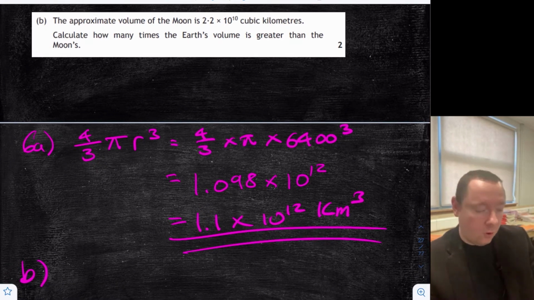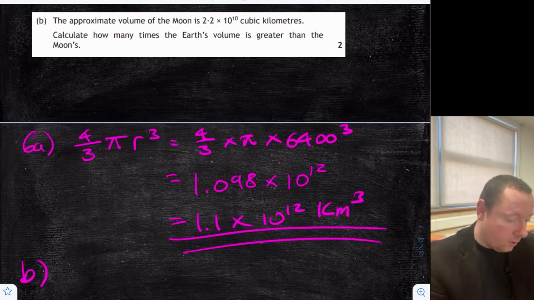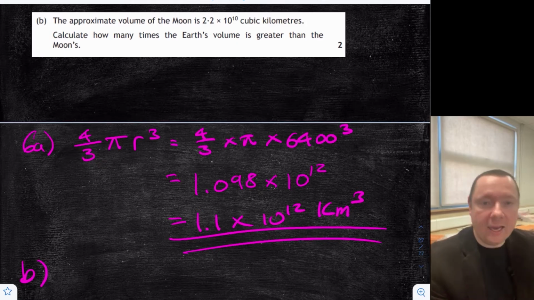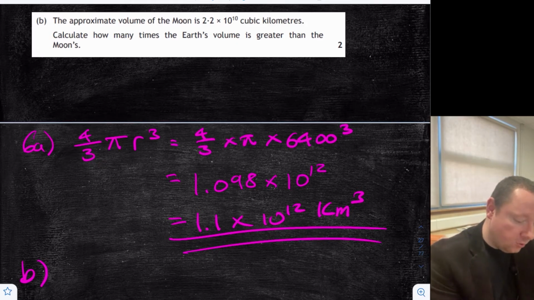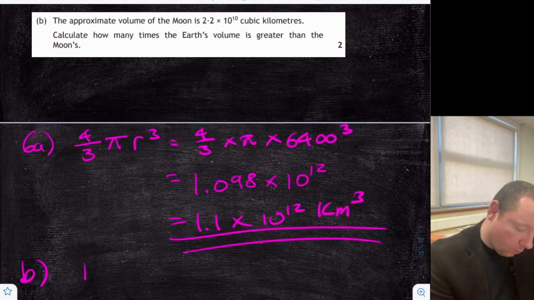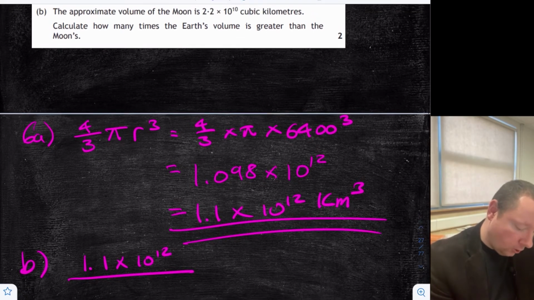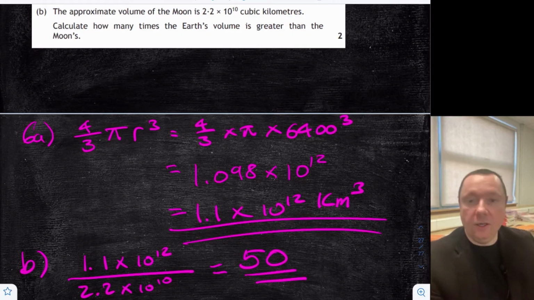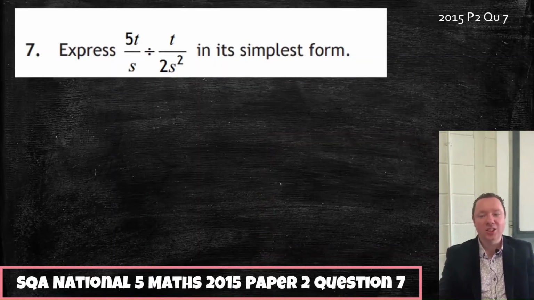Part B, the approximate volume of the moon is 2.2 times 10 to the 10 cubic kilometres. How many times is the Earth's volume greater than the moon's? How many times? So I need to do the Earth's volume divided by the moon's volume. So step 1, identifying that we need to divide. So we do 1.1 times 10 to the 12, divided by 2.2 times 10 to the 10. Get a mark for that. And then once we divide, just make sure we put that in the calculator with brackets, divided by brackets, you get 50.